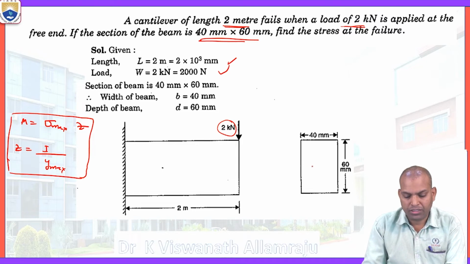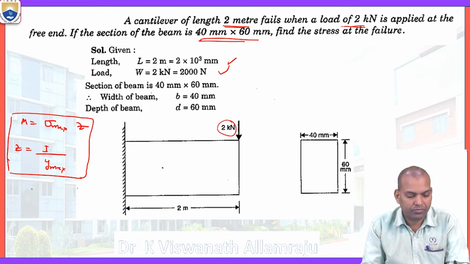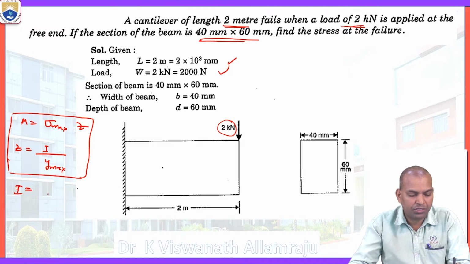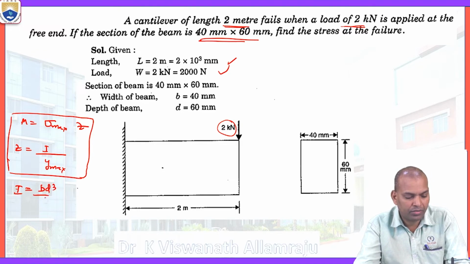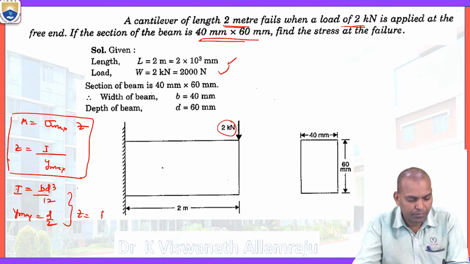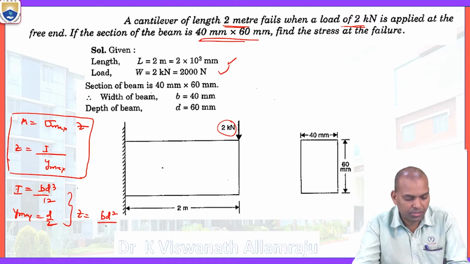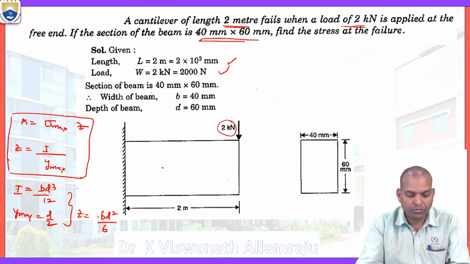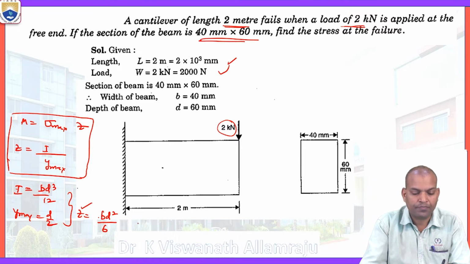So for this, what is Z equal to I by y max? What is the I value? I value for the section is bd cube by 12, and y maximum equal to d by 2. Substitute both, then Z equal to bd square by 6. b value is 40 millimeters, d equal to 60 millimeters, substitute over here, then Z can be known.